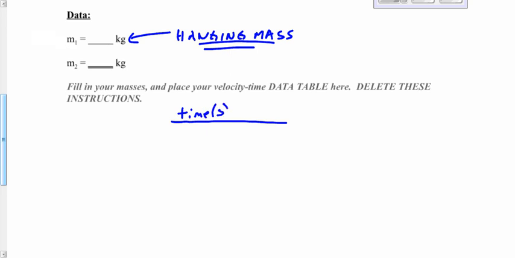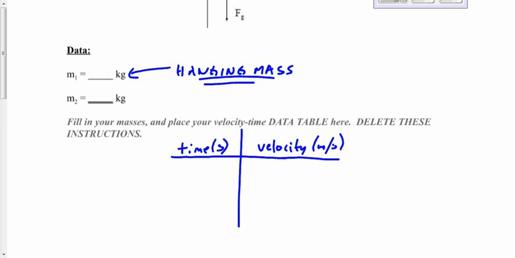Time in seconds and velocity in meters per second. That's going to come from you exporting your data to Google Drive, then sharing that data with your partners, making a copy. Remember this? Exporting your data to Google Drive, sharing your data with your partners, everybody makes a copy, and then you tweak it to look like this with time and velocity. Okay? So that's going to be your table, time and velocity.